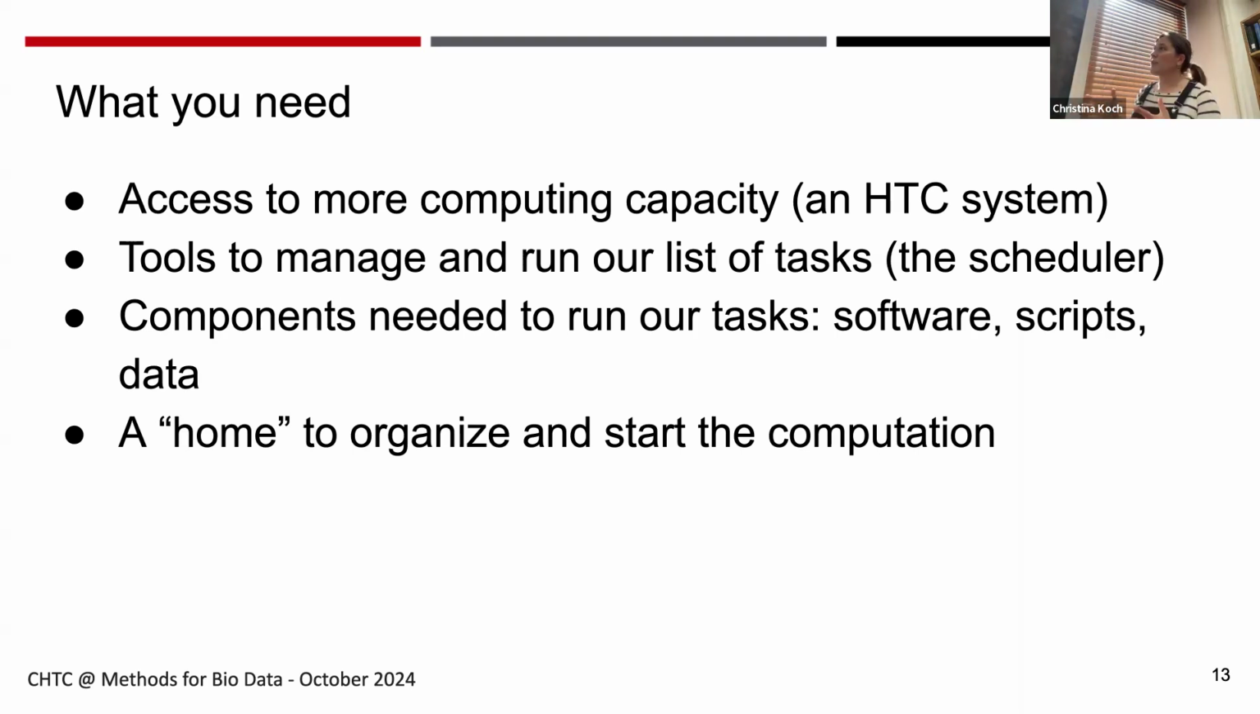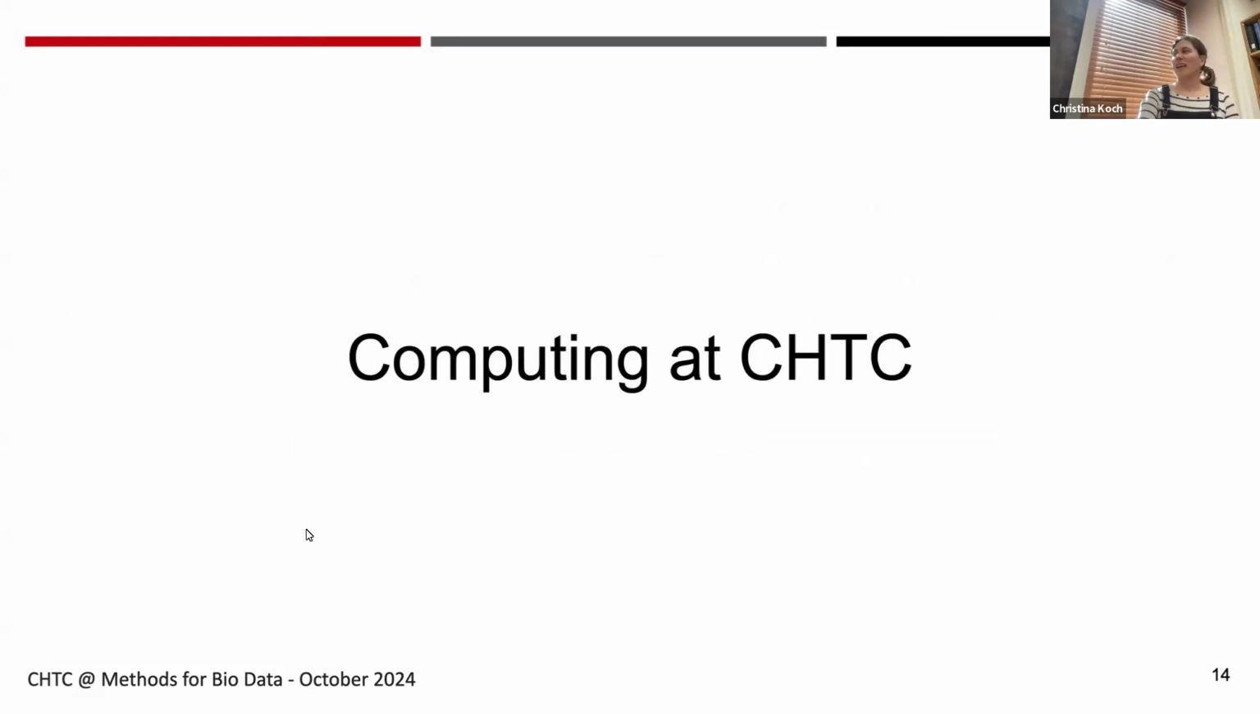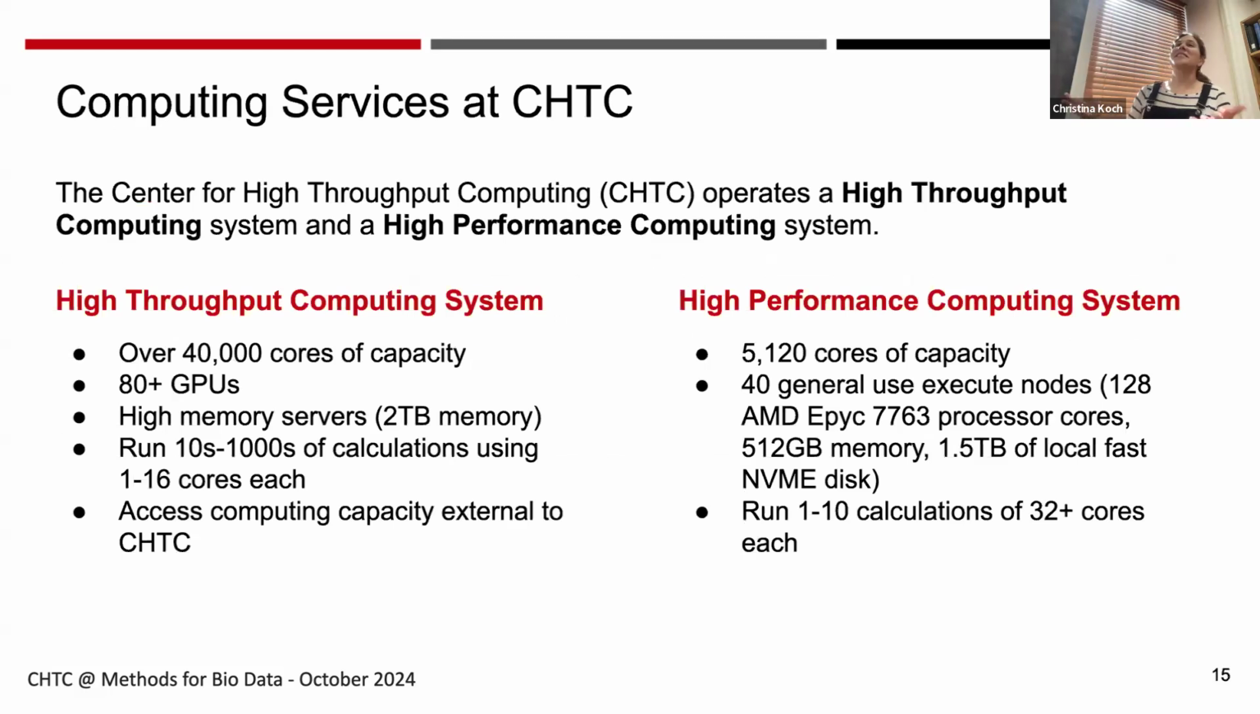So in order for this all to work, you need access to a system like this with lots and lots of computers. You need tools to manage and run the list of tasks, the scheduler. You'll have to assemble all the components that are part of what makes your task run, and a home to organize and submit everything. So as it happens, computing at CHTC has a high throughput computing system that does all these things.